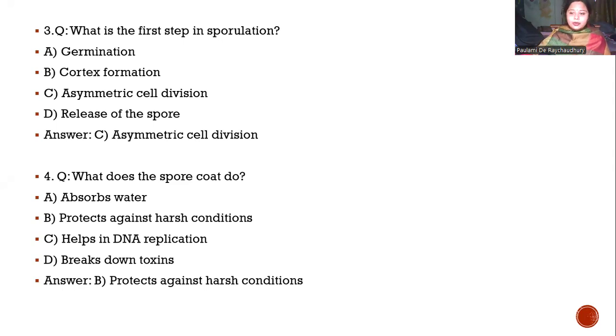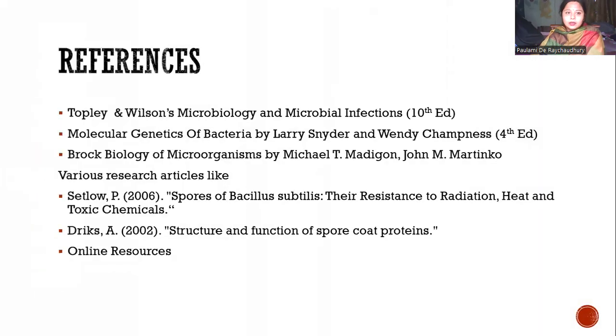Then what does the spore coat do? The spore coat gives protection against harsh conditions. So you can revise the structure while studying this question. The spore coat protects from enzymatic destruction, such as proteases and lysozymes, as well as destruction by chemical substances, because it is impermeable to toxic agents. So those are the references.